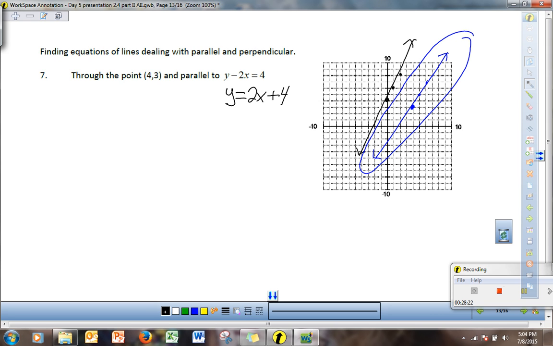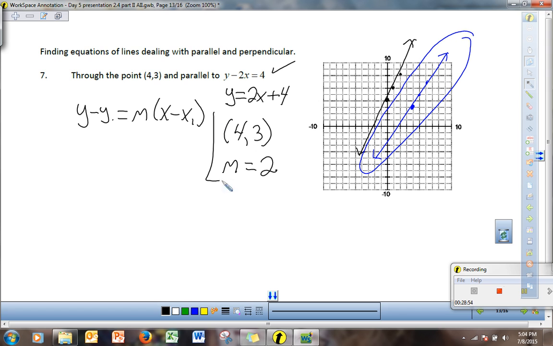So here's the game we got to play. I'm going to use the equation y minus y sub 1 equal m times x minus x sub 1, just like we did last time. The point that I need to use is 4, 3. Here's the only tricky part. You got to decide what slope to use. To be parallel to this line that has a slope of 2, parallel lines have the same slope, I also need a slope of 2. So here's the information that I have. My point is 4, 3. My slope is 2.